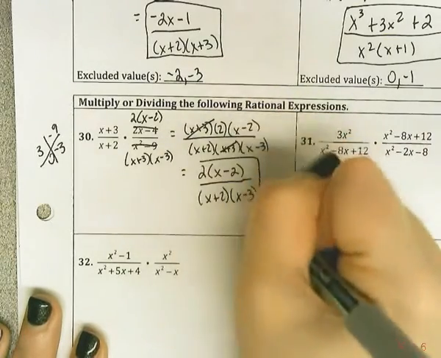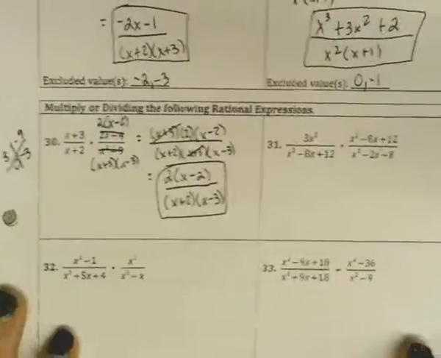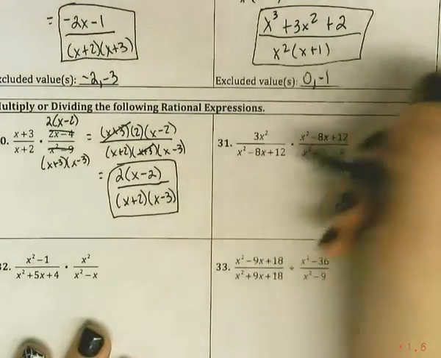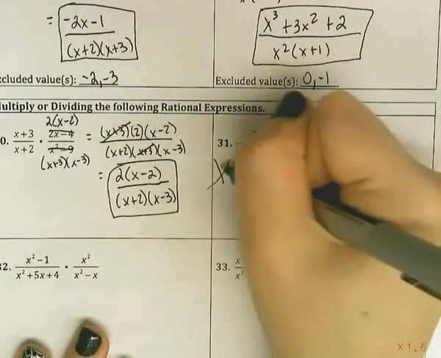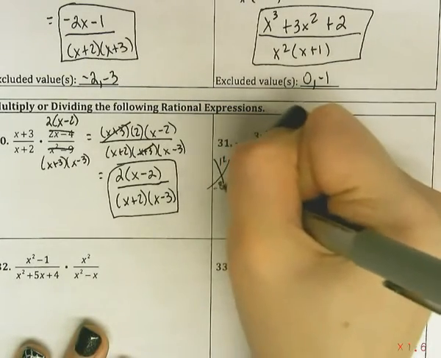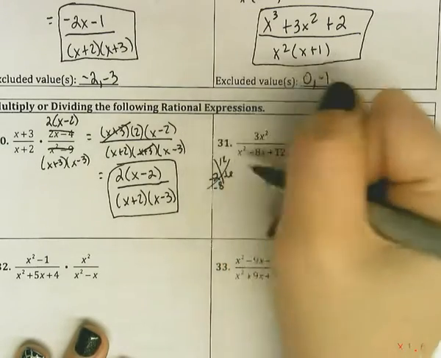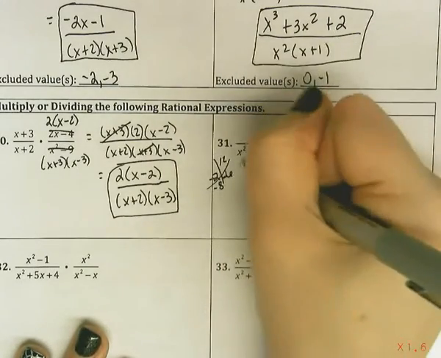Oops. Okay, to save time, we're not going to write all the excluded values. X squared minus 8x plus 12. 12 up here, negative 8. 2 times 6 is 12. If we make them both negative, it still equals positive 12, but adds to give us negative 8.